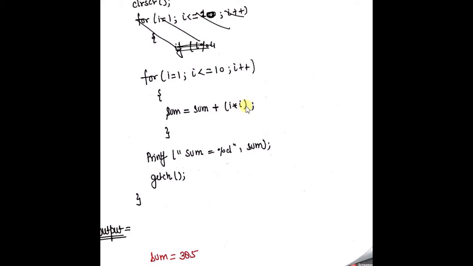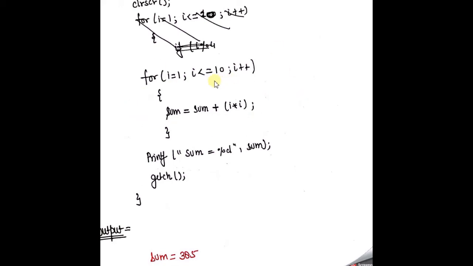1 plus 1 star 1, that means 1 square. And again the sum value is equivalent to 1 square. Again i plus plus, that means 2. Is 2 less than 10? Yes. 1 square plus 2 star 2, that means 1 square plus 2 square. Again 3, then is 3 less than 10? Yes. So what is the sum value? 1 square plus 2 square, and then plus now the value is 3. So 3 star 3, that means 1 square plus 2 square plus 3 square.